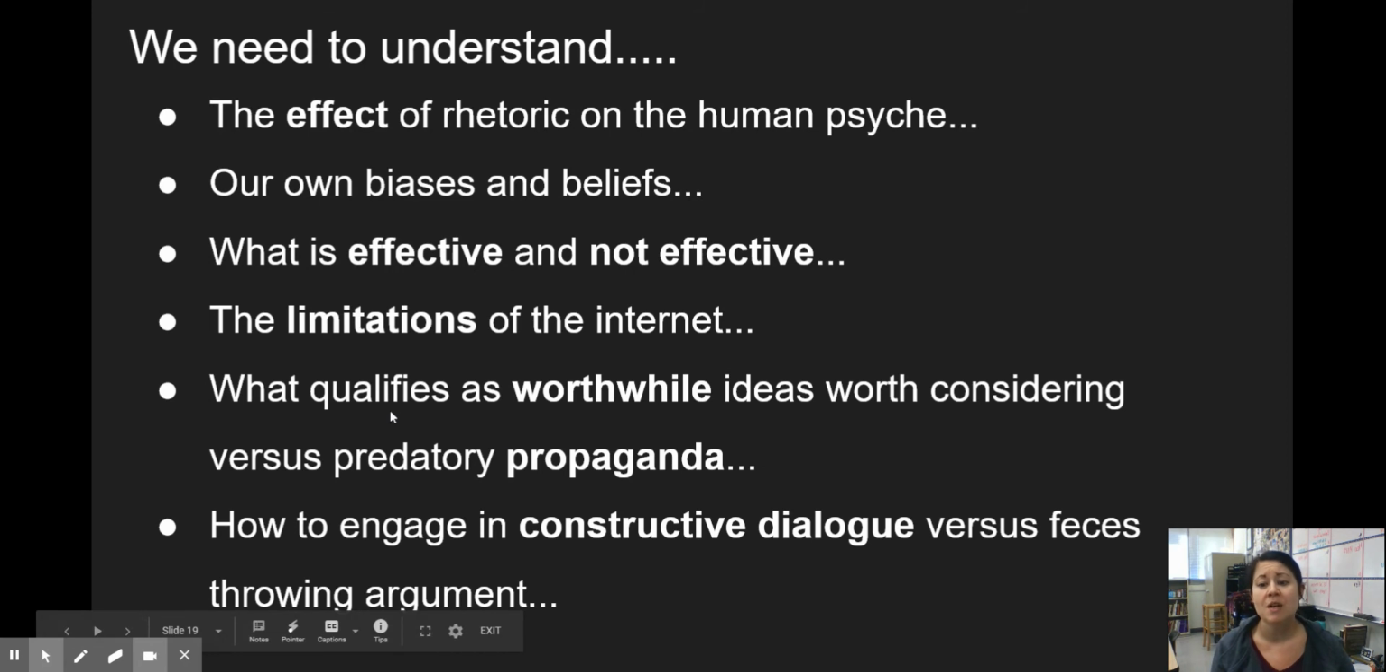Hopefully you'll be able to understand what qualifies as a worthwhile idea when you engage with it. Give it a little space, explore it, analyze it using a SOAPSTone or realizing what appeals are there versus knowing what is simply predatory propaganda. That's what makes something noble or worthy versus very dangerous. And engaging in constructive dialogue versus the free-for-all of arguments on the internet, right?